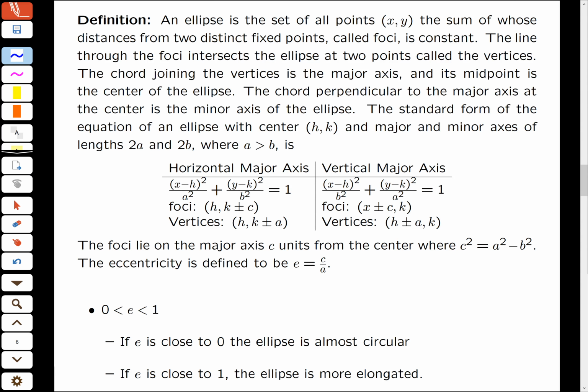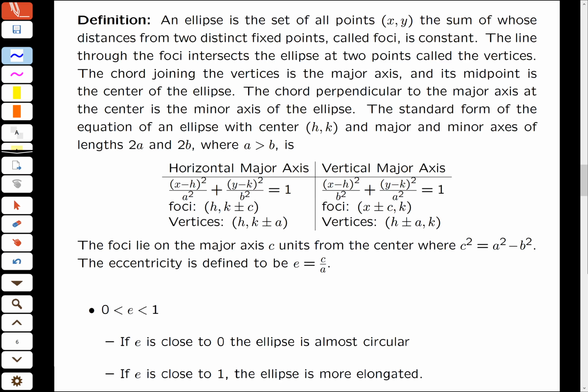A vertical major axis has the bigger value under y. A horizontal major axis has the bigger value under x. The foci lie on the major axis, c units from the center. c squared is equal to a squared minus b squared, and the eccentricity is c over a. For ellipses, the eccentricity is between 0 and 1. If e is close to 0, you have something almost circular in nature. If e is close to 1, you have a very squished and elongated ellipse.